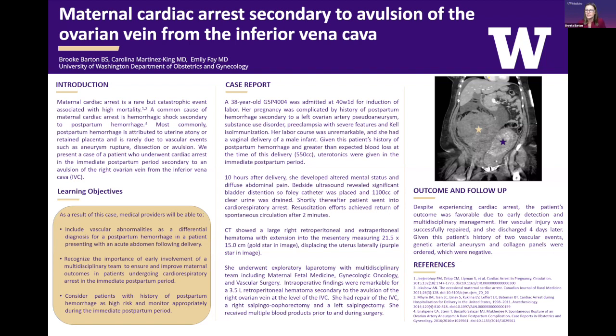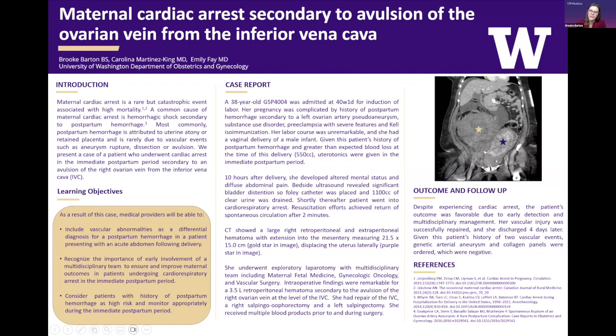So when she was stable again, they thought she was having a bleed somewhere. They didn't know where it was at this time, so they went for CT. CT showed a large right retroperitoneal, extraperitoneal hematoma with extension into the mesentery, measuring a whopping 21.5 by 15 centimeters. When we look at the image on the right, we can see the size of the hematoma indicated by the gold star, and that it is so big, it is laterally displacing her normal anatomy. Her uterus is identified by the purple star. So this is a great picture because it shows you the extent of the hematoma and how it is changing her anatomy due to its size. But it doesn't tell you where the bleed is coming from.